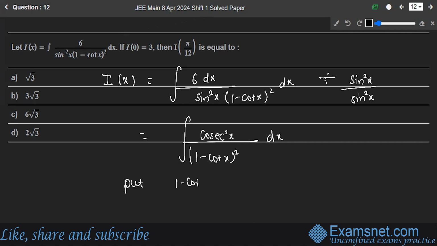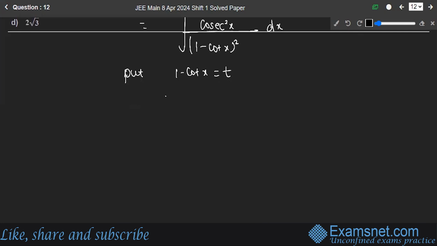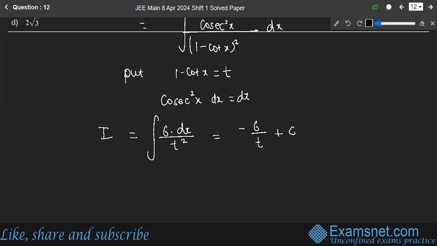Let's put this 1 minus cot x equal to t. So you will have the derivative of cotangent x, which is minus cosecant square x, and minus minus will cancel. So cosecant square x dx is equal to dt. So your integral becomes 6 dt upon t square, which is equal to minus 6 upon t plus the constant c.